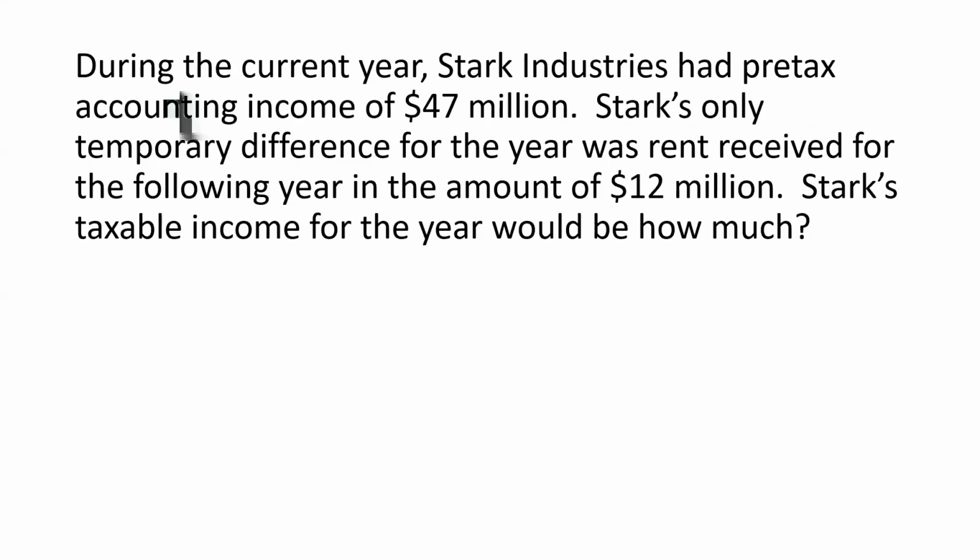During the current year, Stark Industries had pre-tax accounting income of $47 million. Stark's only temporary difference for the year was rent received for the following year in the amount of $12 million. Stark's taxable income for the year would be how much? You got this one. This one's way easier than a lot of them we've done already.